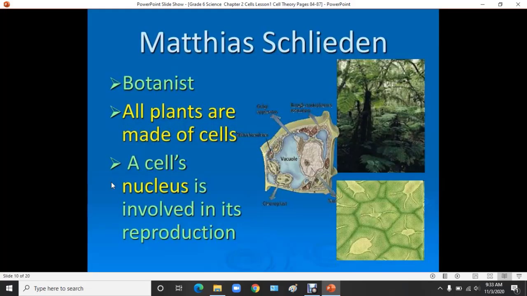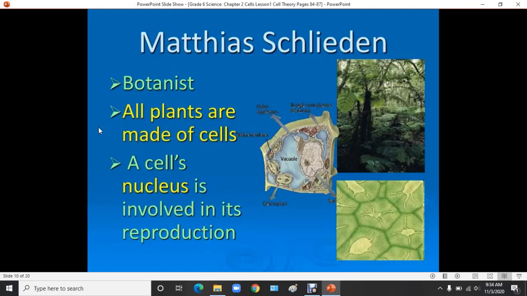In the year 1831, Scottish scientist Robert Brown discovered the nucleus of a plant cell, and thereafter the German scientist Matthias Schleiden used a microscope to observe plants. In 1838, Schleiden conducted his study and concluded that all plants are made up of cells.